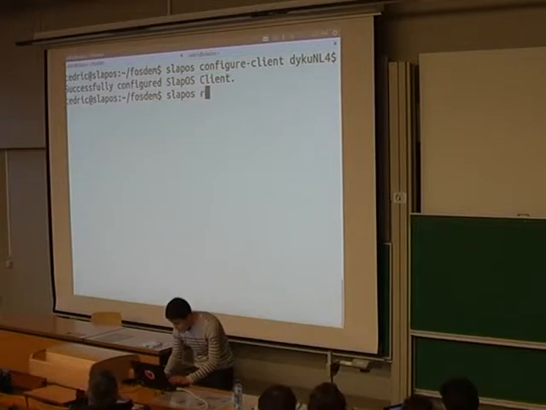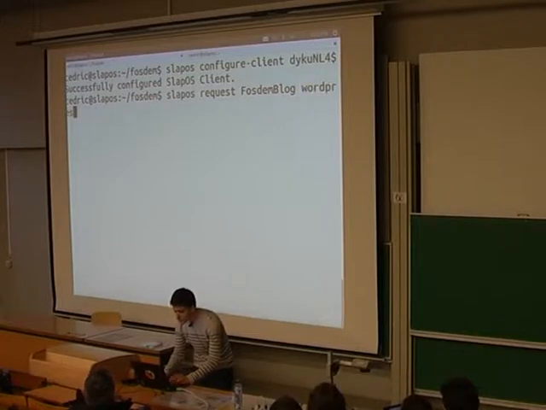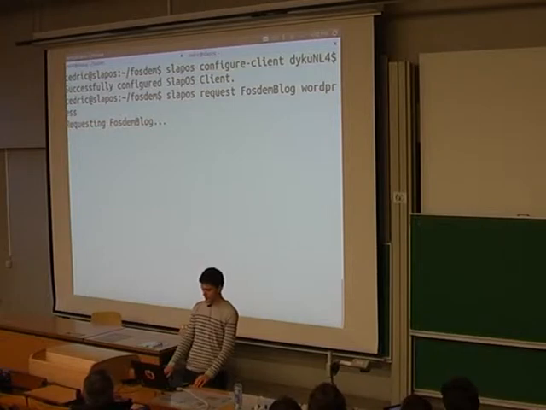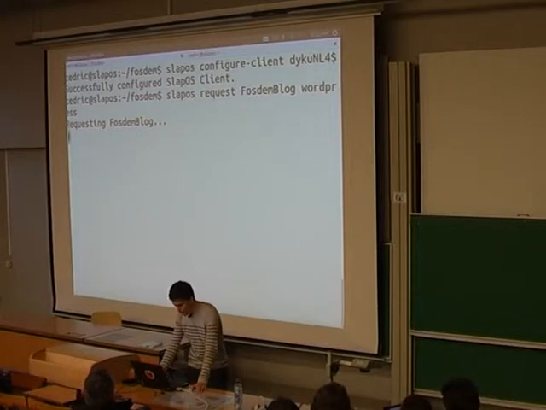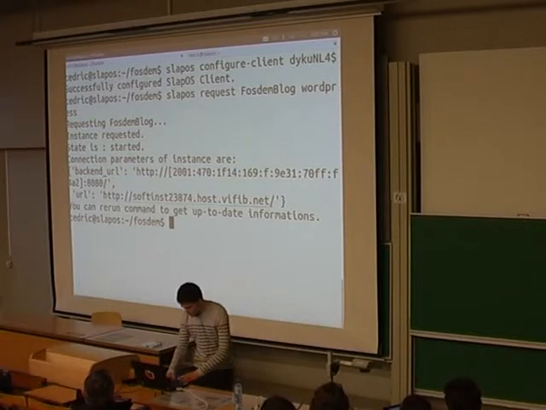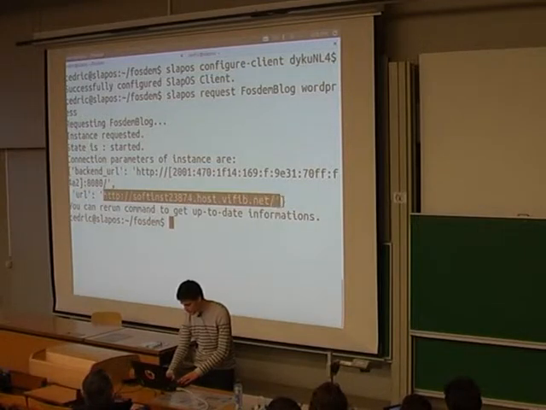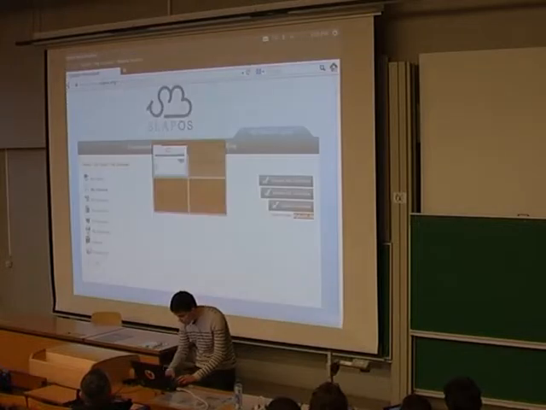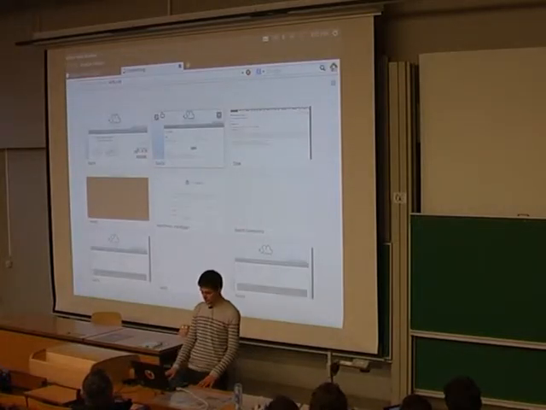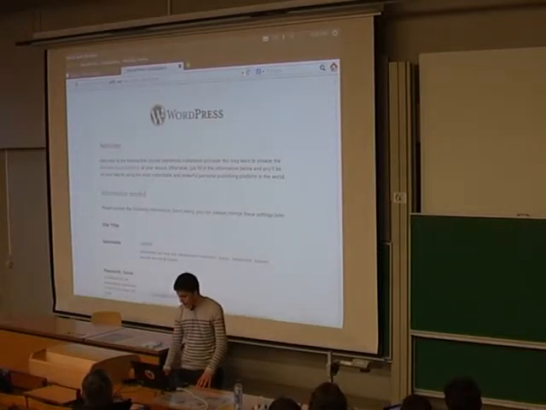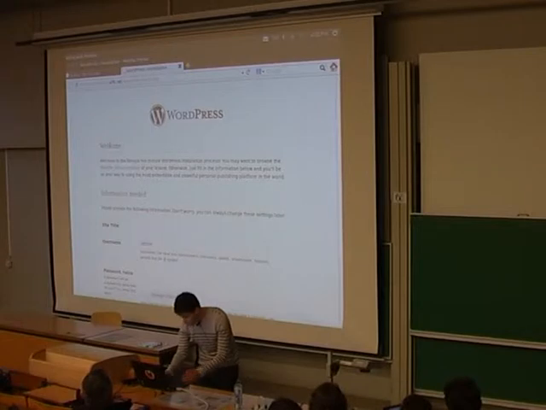So, slapos request. I will request an instance of a blog, for example a WordPress blog. Maybe a FOSDEM blog, and this is a WordPress instance. So it is requesting. Okay, the instance is ready and it shows me several parameters. One of the parameters is the URL and I can use it to connect to my instance of WordPress. We have network, unbelievable. Okay, so this is a classical WordPress.